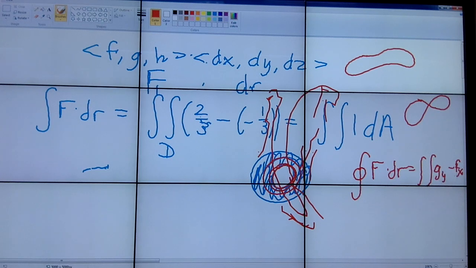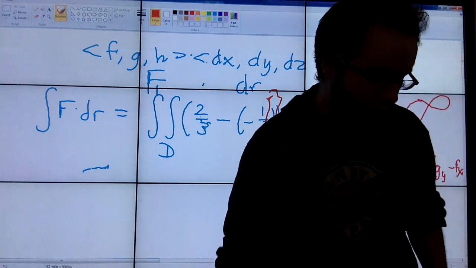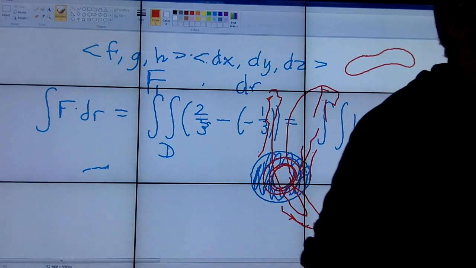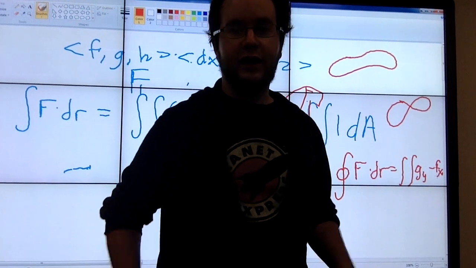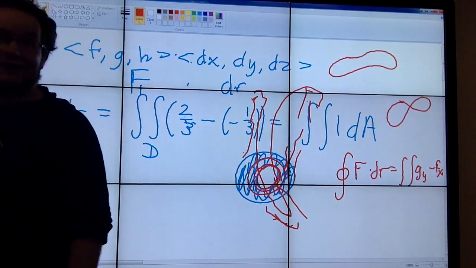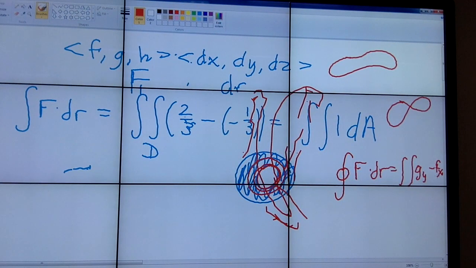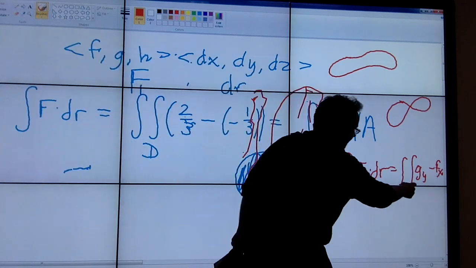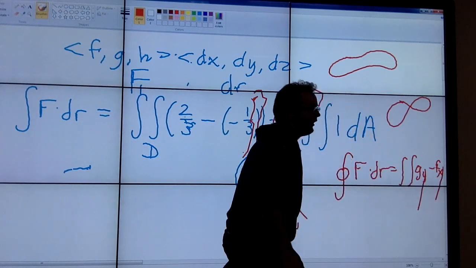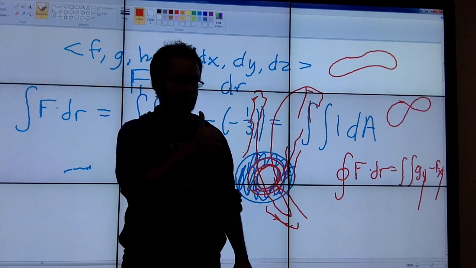It looks really good. It almost looks identical to Green's theorem, but it's not. Why is it not Green's theorem? Yeah, the y and x got switched, right? It should be you take the partial of g with respect to x, and you subtract the partial of f with respect to y. These are wrong. This needs to be an x. That needs to be a y, right? Did you catch that? Good.